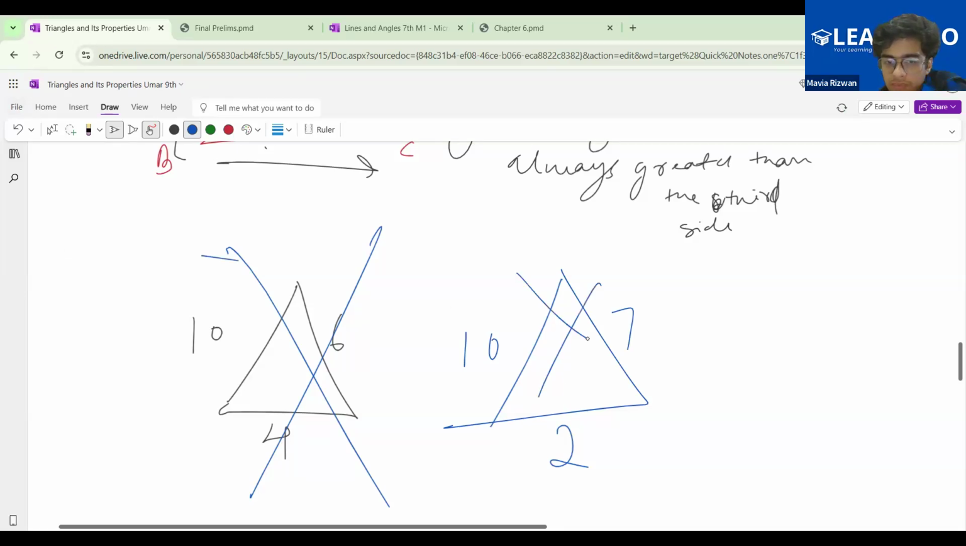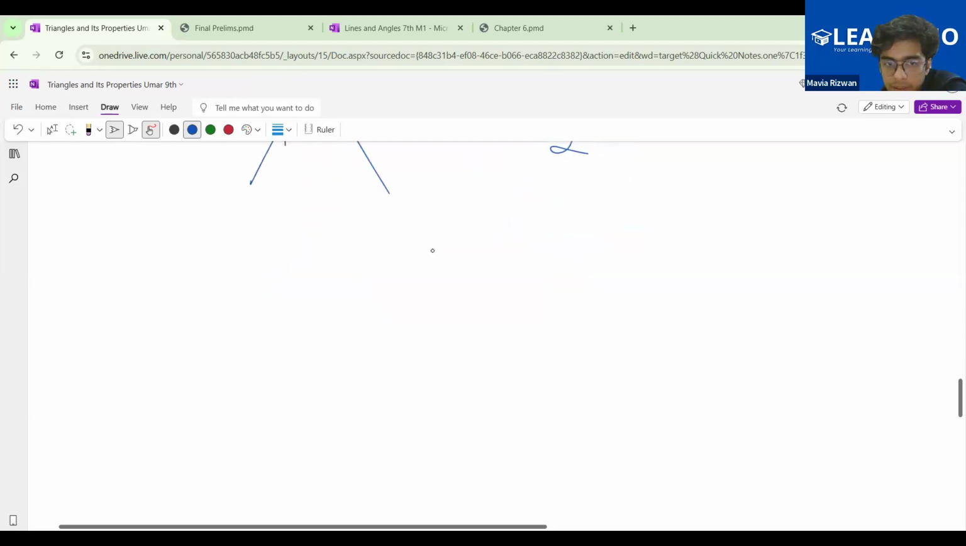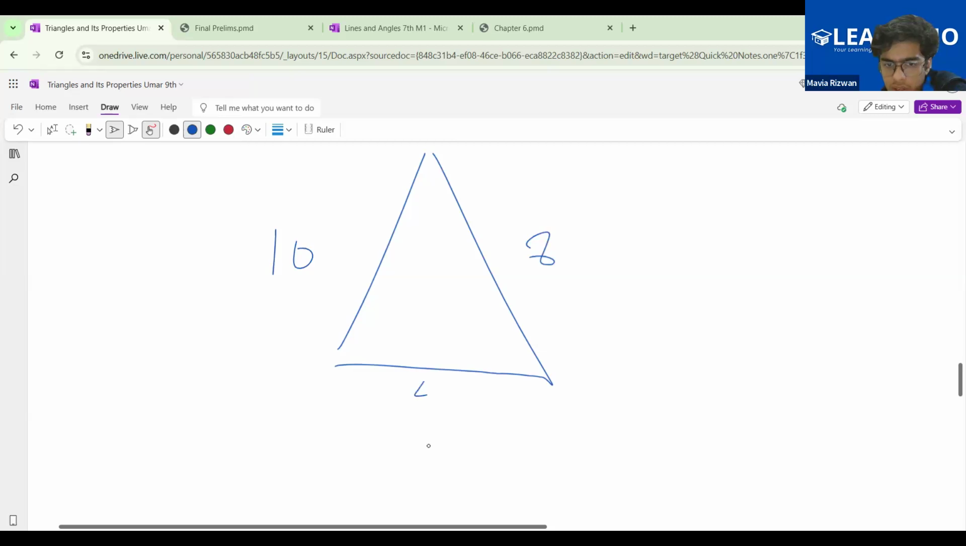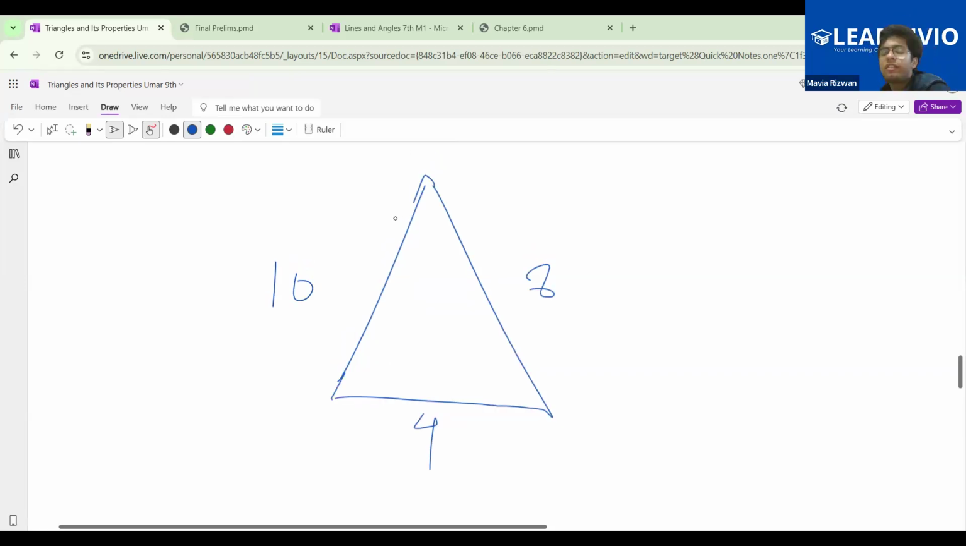It always has to be greater than the third side. What is possible is, let's say this is 10, this is 8, this is 4. Now this is possible. 8 plus 4 is 12, greater than 10. 10 plus 4, 14 is greater than 8. 8 plus 10, 18 is greater than 4. So the sum of every two sides is greater than the third side. Therefore, this triangle is possible. If the sum of two sides is equal to the third side or less than that, the triangle is not possible. Is this theorem clear? Yes, sir. Okay, write this down.